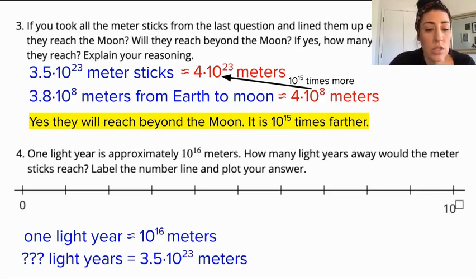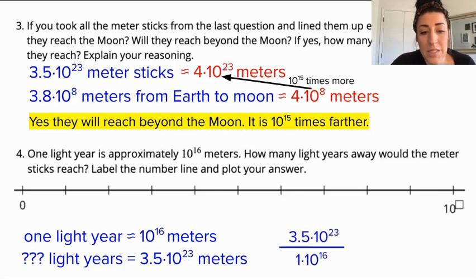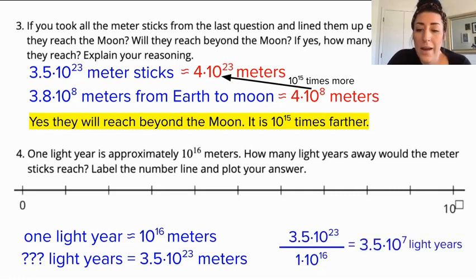In order to determine that, we're going to divide the 3.5 times 10 to the 23rd meters by the 10 to the 16th. I just rewrote that with a factor of 1 in front of it just as a visual for you guys. When we divide that, we're going to see that it's 3.5 times 10 to the 7th light years. Now that you have that information, we'll plot that on the number line.